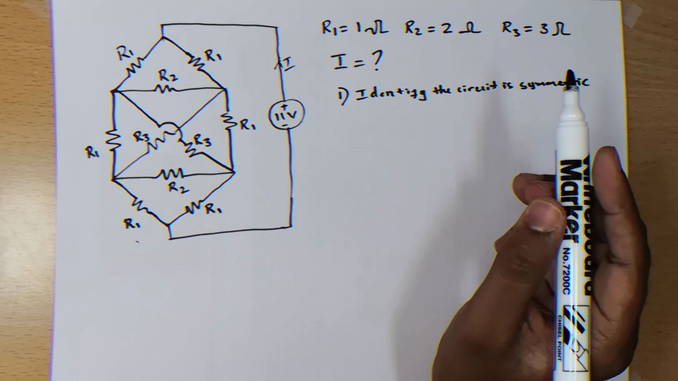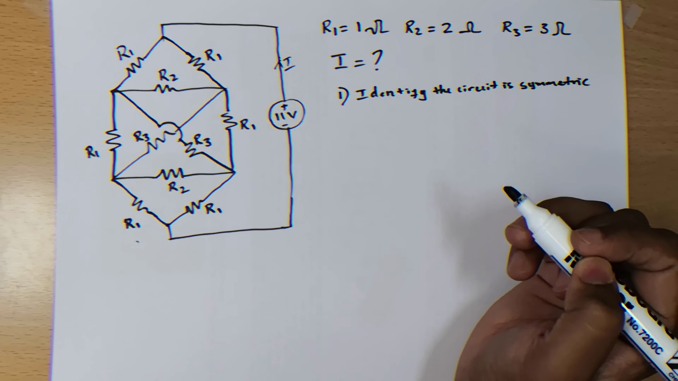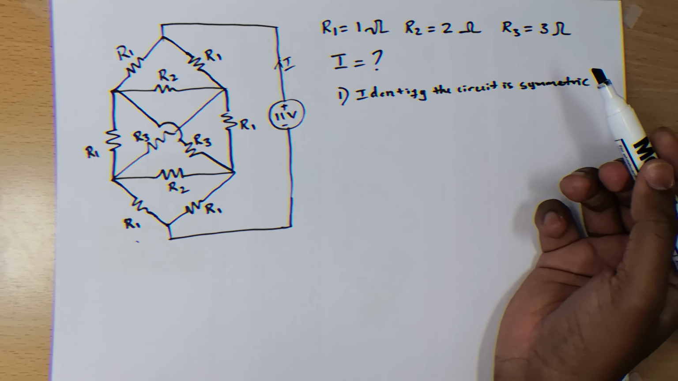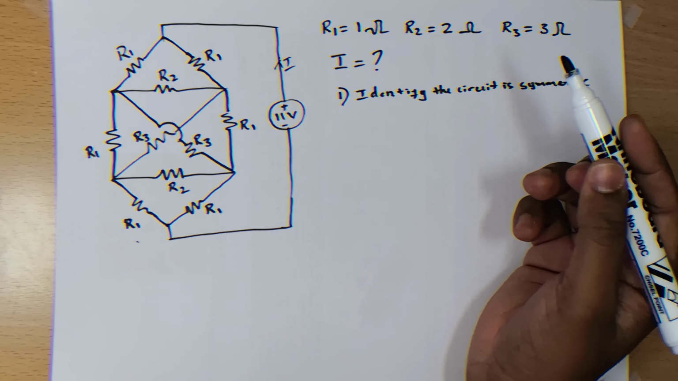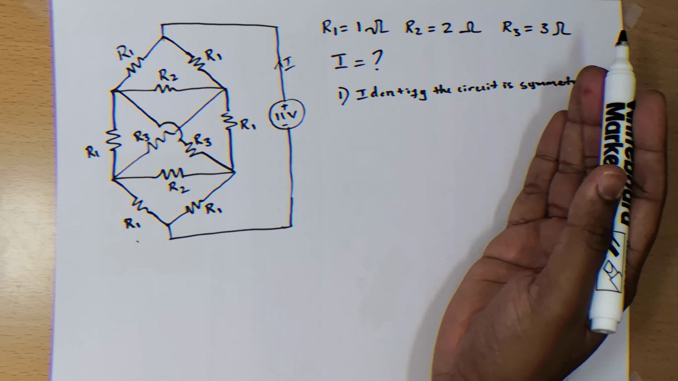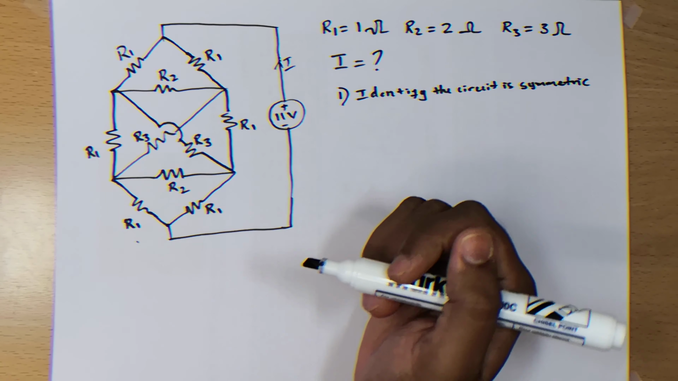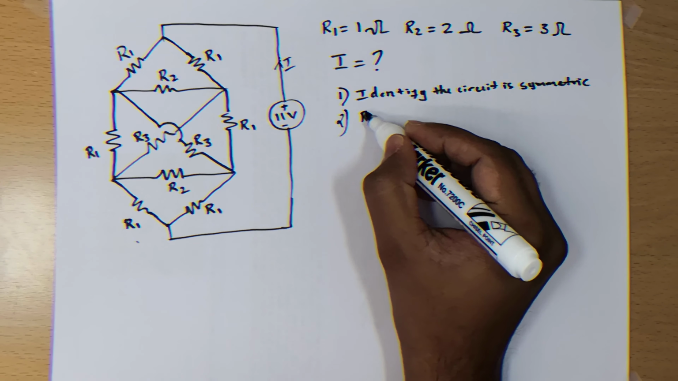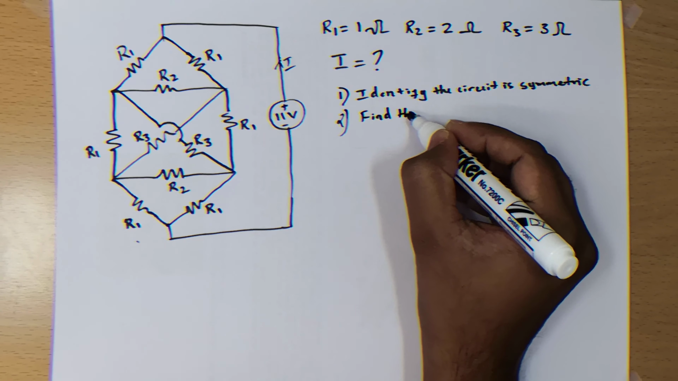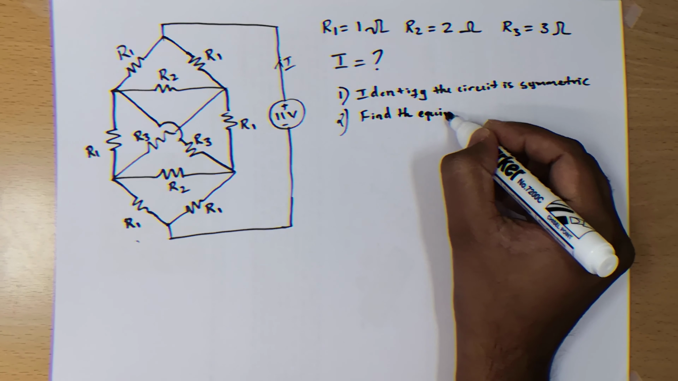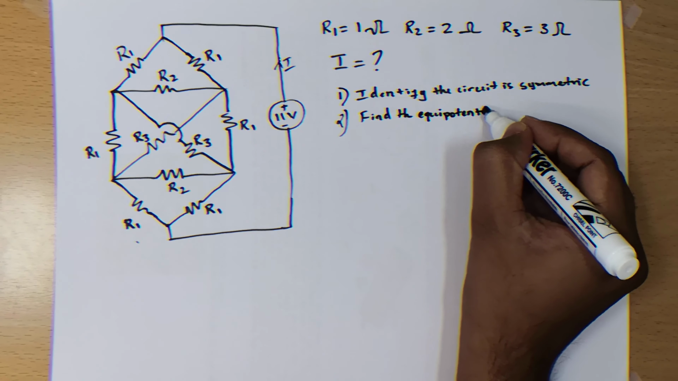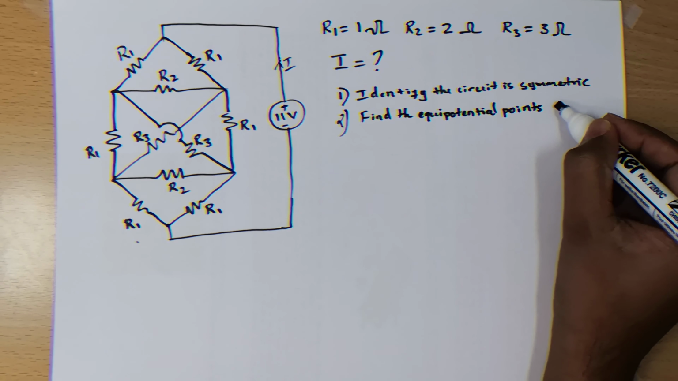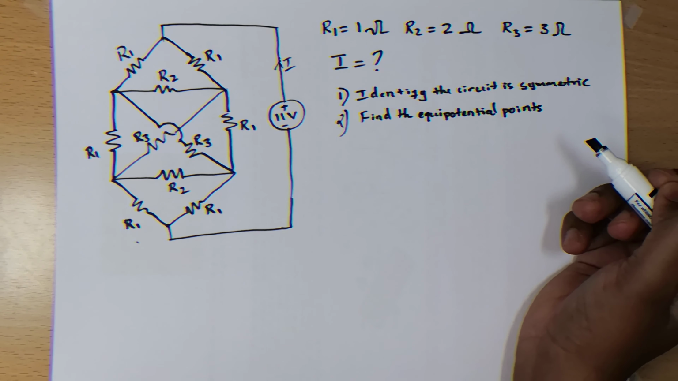Once you identify that, the next logical step to follow is to find something called equipotential points. This is a standard technique while solving circuits. So now find the equipotential points, which will drastically reduce the complexity of this circuit.